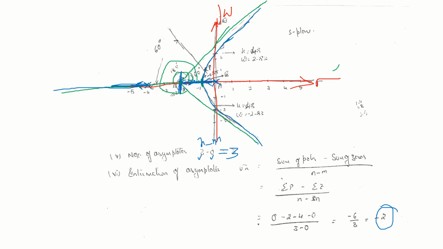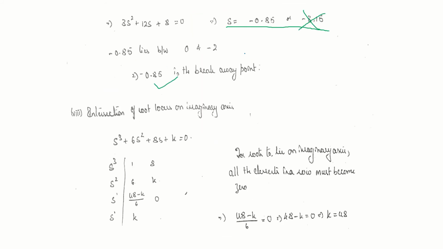So it should go asymptotically like this. Now you take here, it is intersecting the imaginary axis at this point. Let us find out at what k value it will intersect. For that, get the characteristic equation.